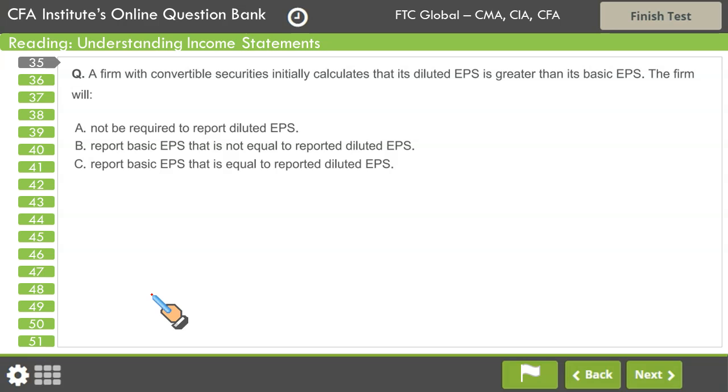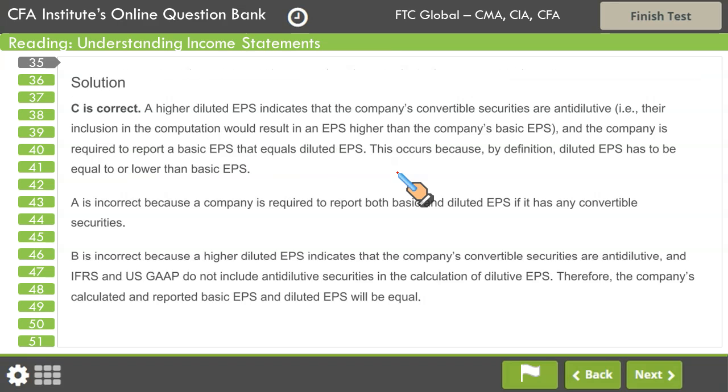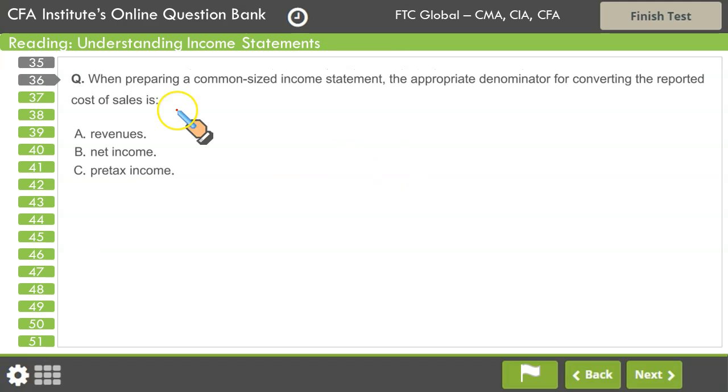Next, a firm with convertible securities initially calculated that its diluted EPS is greater than its basic EPS. That's what we've just done. What the firm should do? What we've just done. Report your basic EPS that is equal to the reported diluted EPS. Khalas.